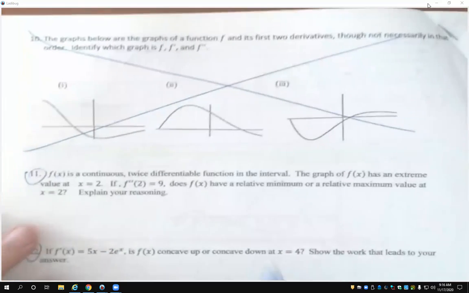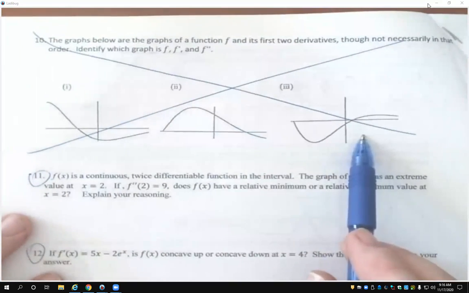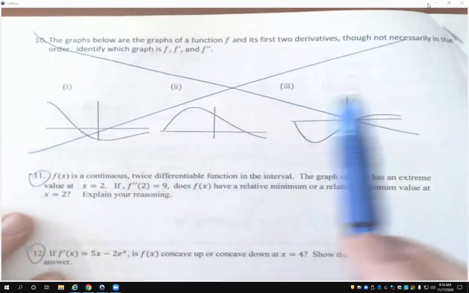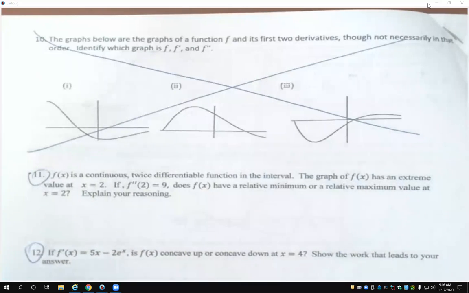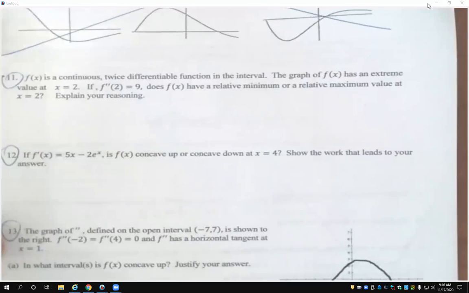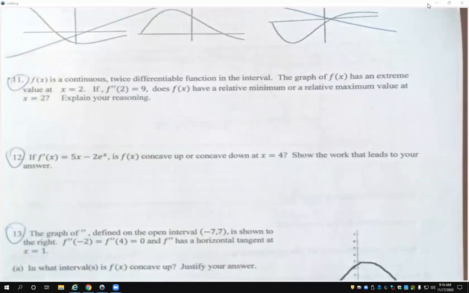All right, go ahead. We're on the last page here. Number 10 is going to be in your homework. This time you're given 3 graphs, and you're going to have to figure out which one's F, which one's F prime, and which one's F double prime. Every graph tells you something about the other graph. Okay, so that's in your homework. We're going to go to these last couple here.